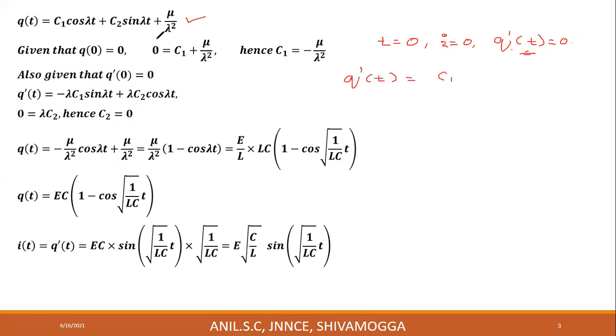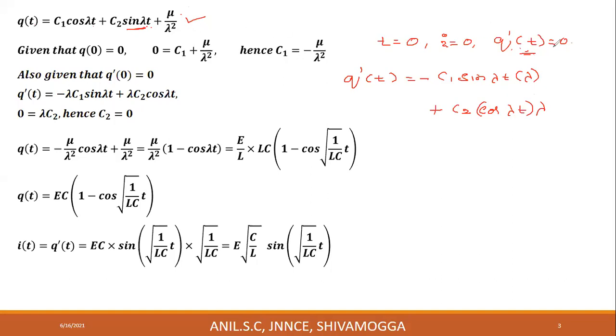C1 is a constant, keep it as it is. Derivative of cos lambda t is minus sin lambda t, into derivative of lambda t with respect to t, which is lambda, plus C2 into derivative of sin lambda t, which is cos lambda t into derivative of lambda t with respect to t, which is lambda. And mu divided by lambda square is a constant, its derivative must be 0.